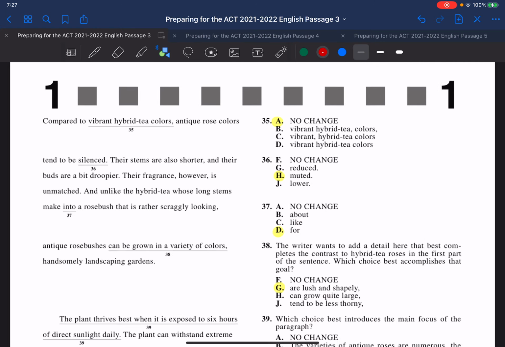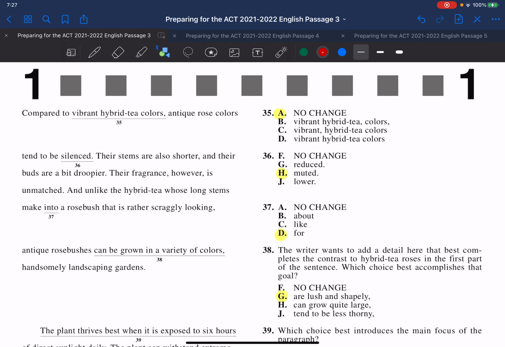Number 35. Compared to the vibrant hybrid tea colors, antique rose colors tend to be silenced. So compared to vibrant hybrid tea colors, or we have hybrid tea, comma, colors, vibrant, comma, hybrid tea colors, or vibrant hybrid tea colors with no comma. Now we definitely want to preserve this comma right here because we've got this compared to, so we're comparing this right here to what comes after it. So we want to keep that comma in order to maintain that contrast.